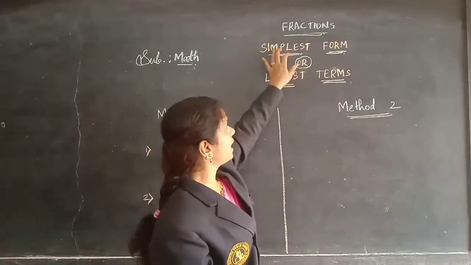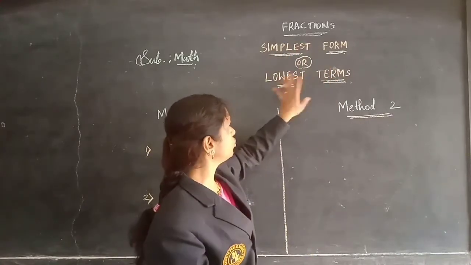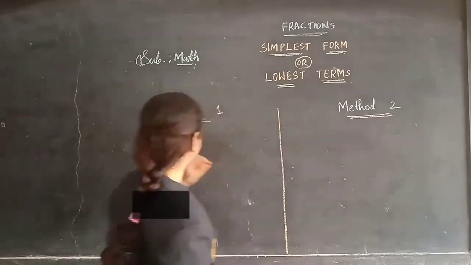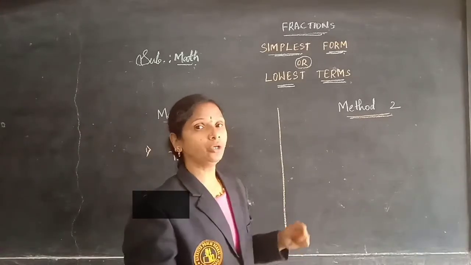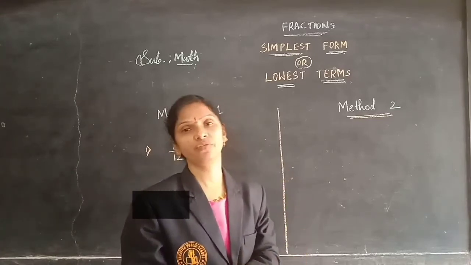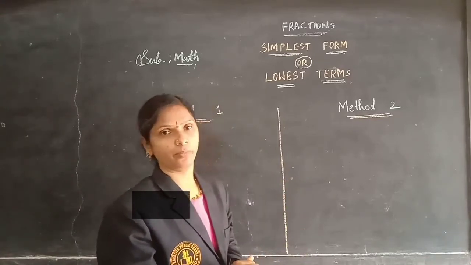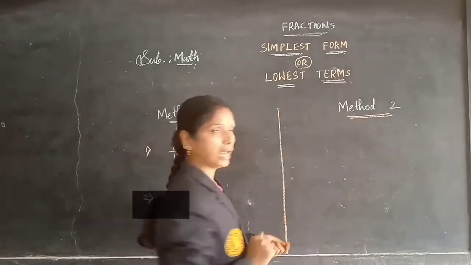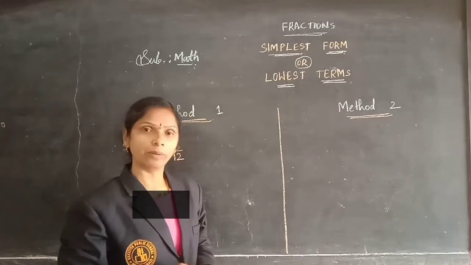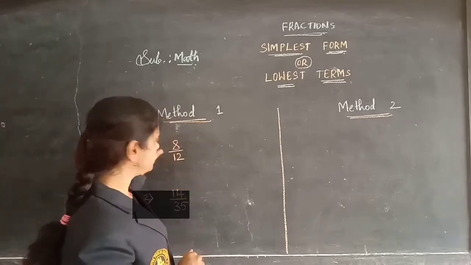Okay, we can call it the simplest form as well as lowest terms. Nothing but the biggest fraction we are converting, we are dividing to get the smallest form or lowest form, okay, lowest terms. So here we have two methods to get the lowest terms. Come on, let's see the first method for this example.